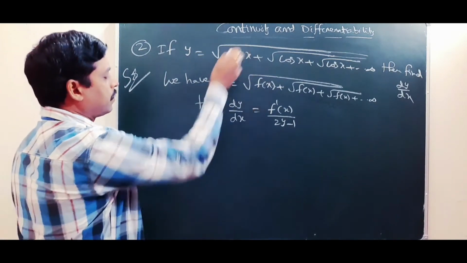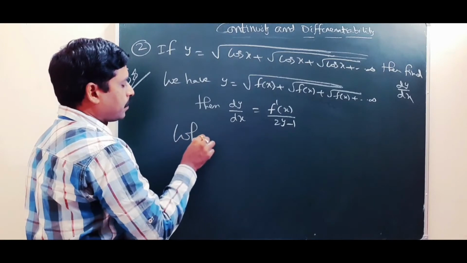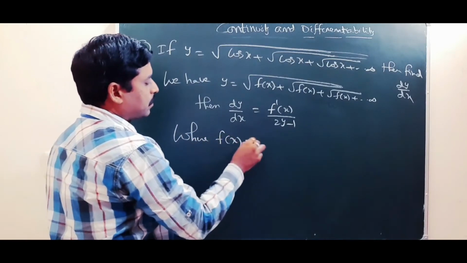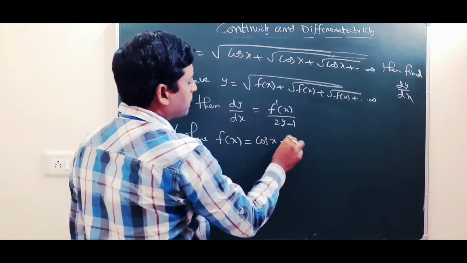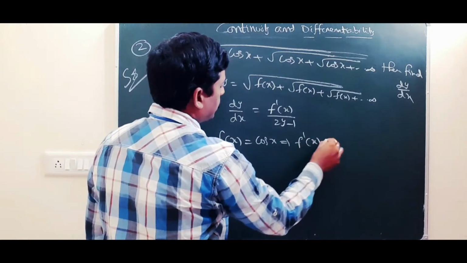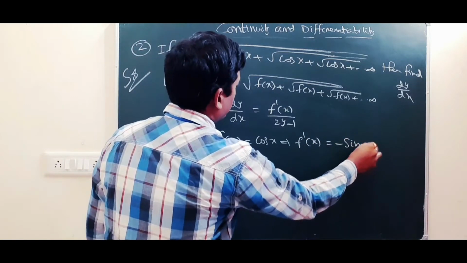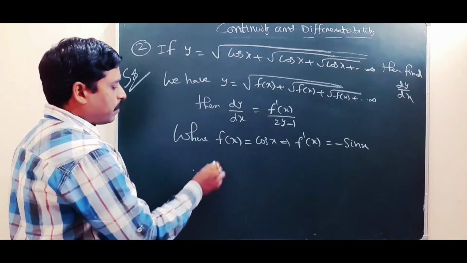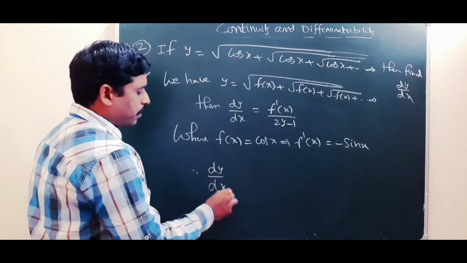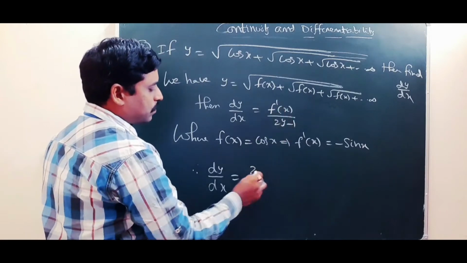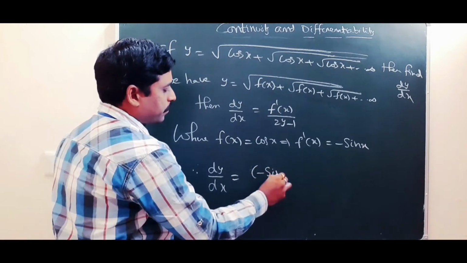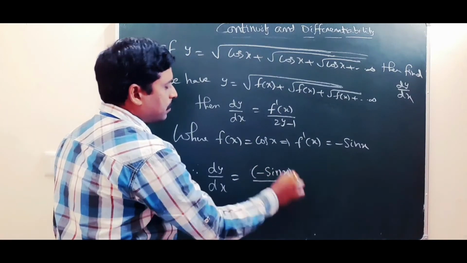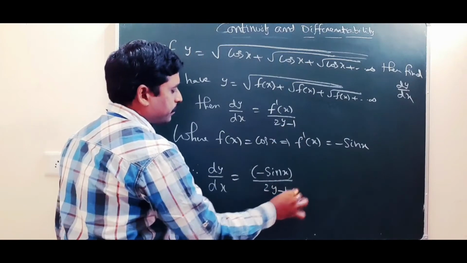Here f of x is equal to cos x, so the derivative of cos x is minus sin x. So what is the answer? dy by dx is equal to f dash x, that is minus sin x, upon 2y minus 1. This is the answer.